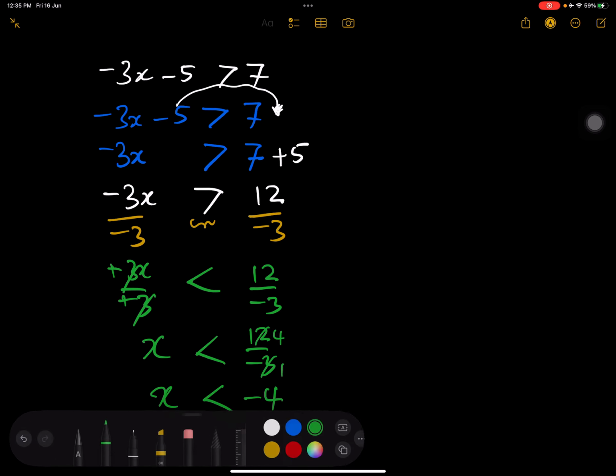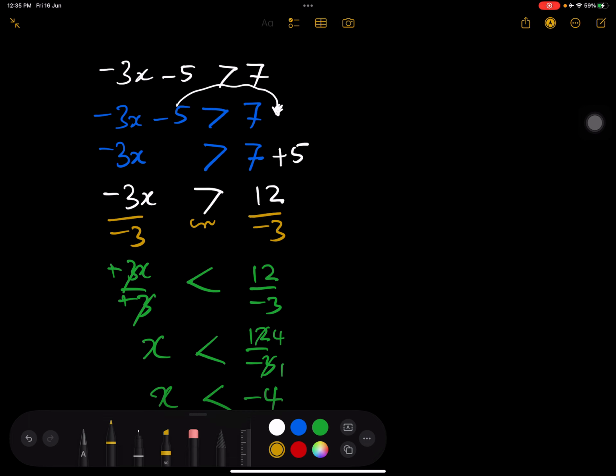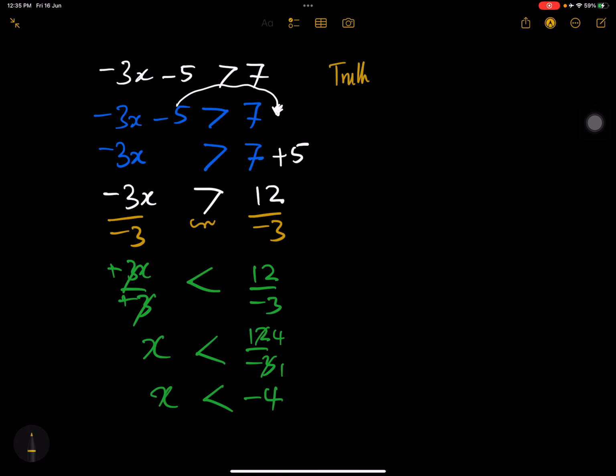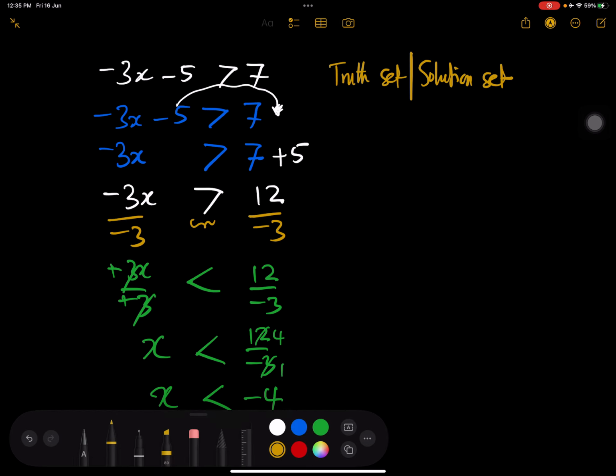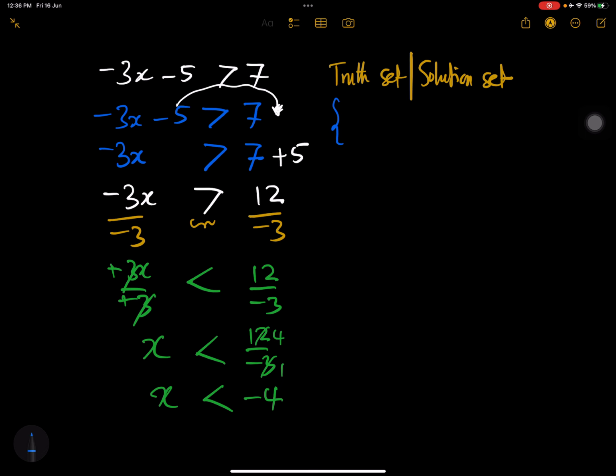But if we are asked to find the truth set or the solution set, and also to put it on a number line, that's what we are going to do. The truth set, or the solution set, is as follows: x such that x belongs to, remember, is a member of, all real numbers.